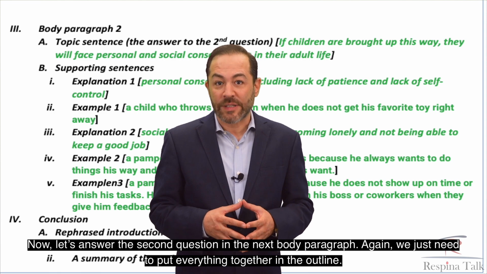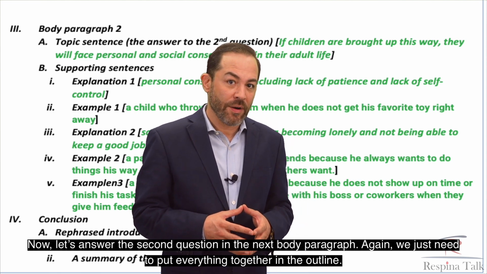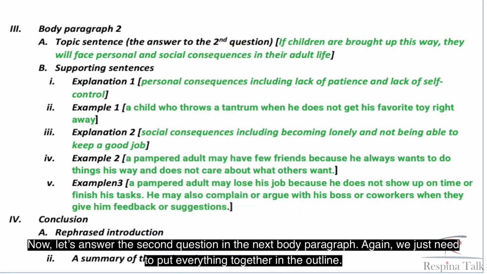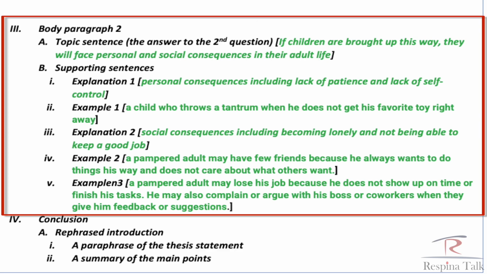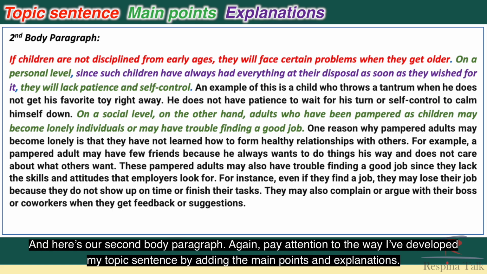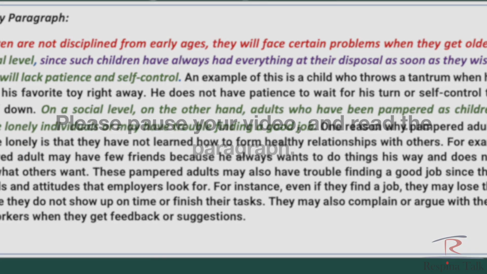Now let's answer the second question in the next body paragraph. Again, we just need to put everything together in the outline. And here's our second body paragraph. Again, pay attention to the way I have developed my topic sentence by adding the main points and explanations.